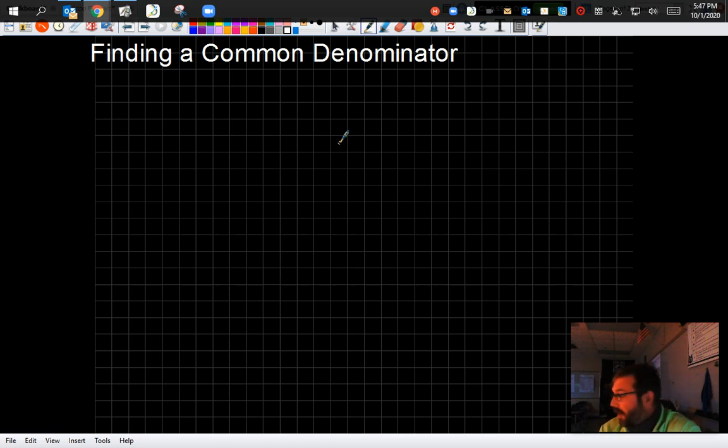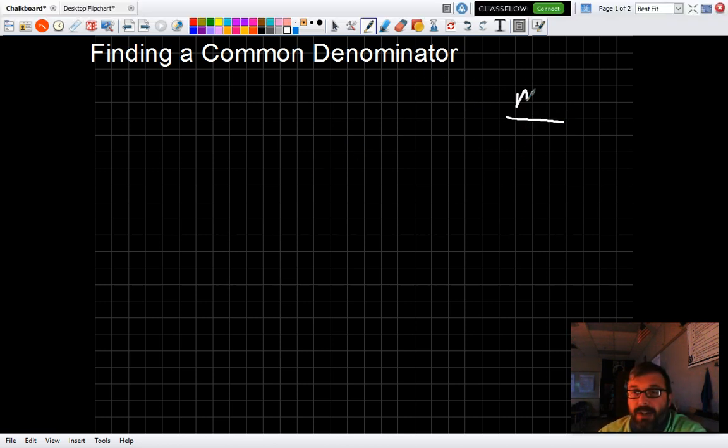Awesome. So today we're going to be talking about finding a common denominator. Now remember, the denominator is the bottom part of the fraction. On top we have the numerator, and then underneath we have the denominator.